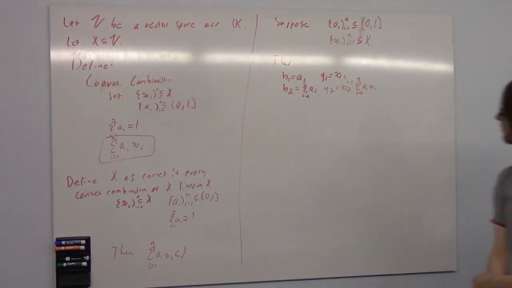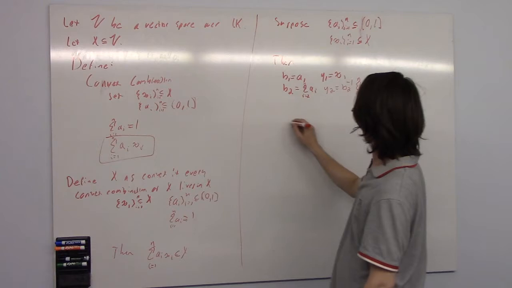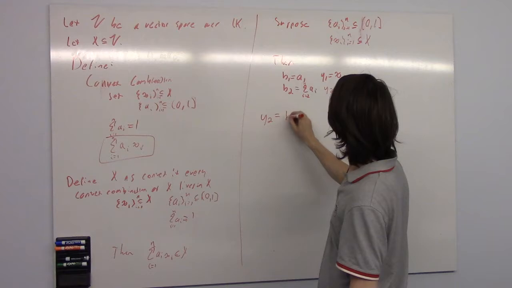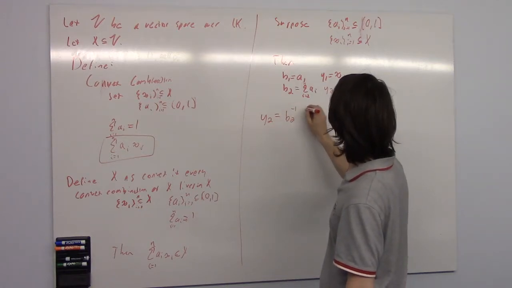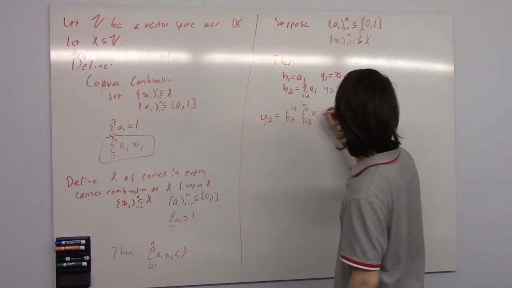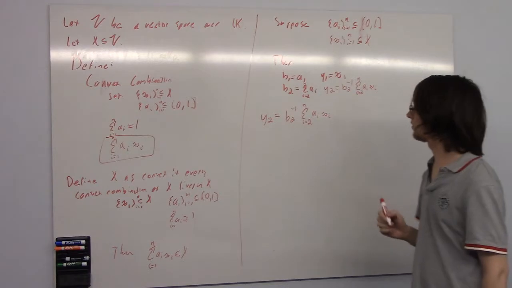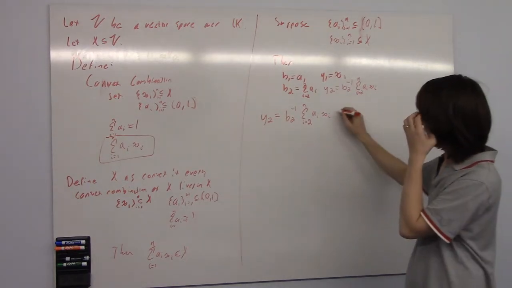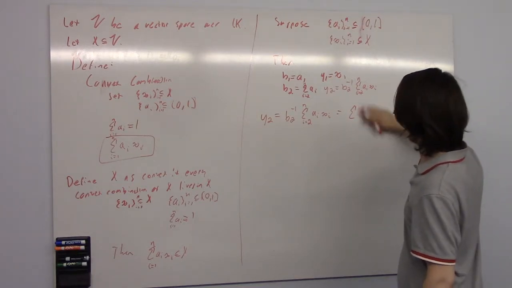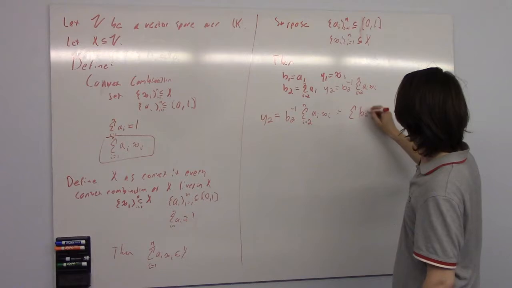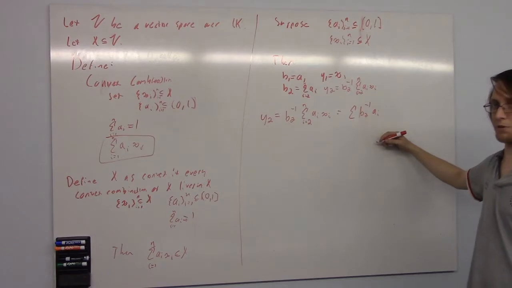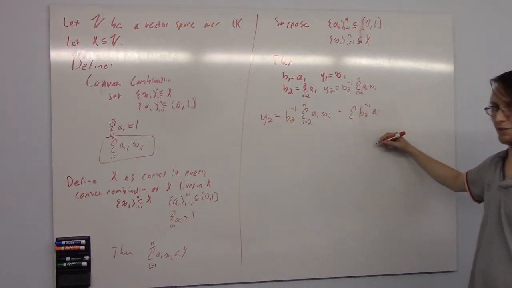Then let's look. We see y_2 equals b_2 inverse times the sum, i equal 2 to n, of a_i x_i. Okay? This equals the sum of b_2 inverse a_i x_i. Now remember, b_2 is a real number between 0 and 1, 0 exclusive, 1 inclusive.